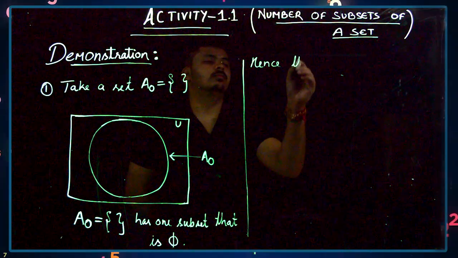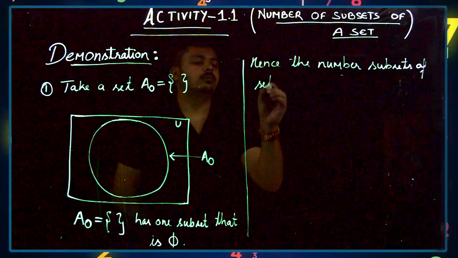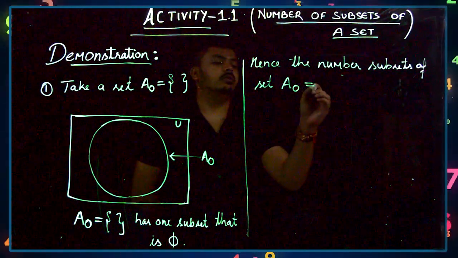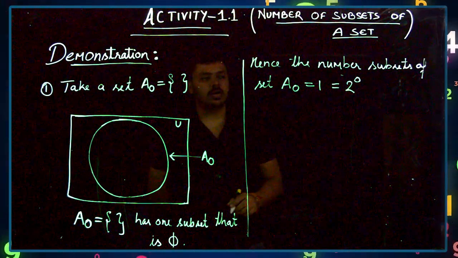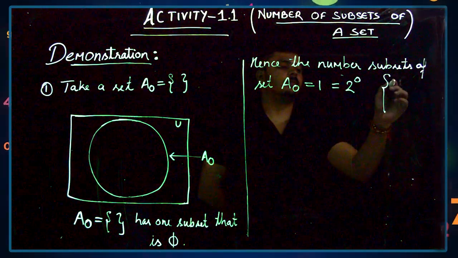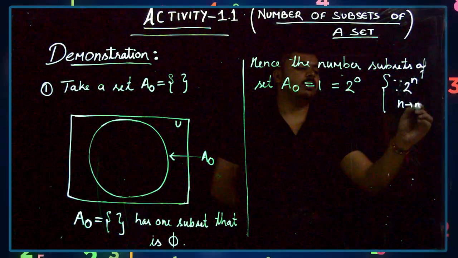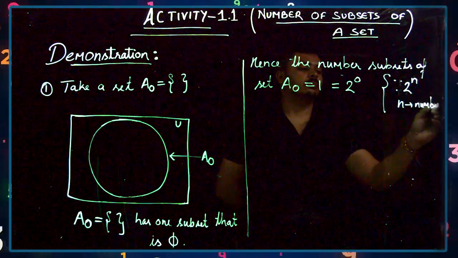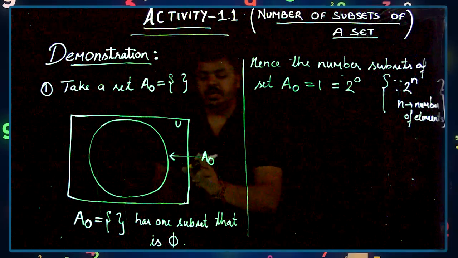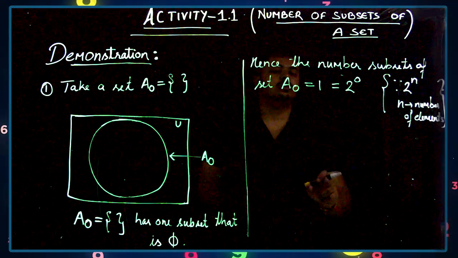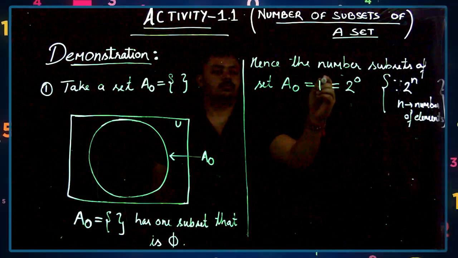Hence, the number of subsets of set A0 is equal to 1, that is 2 to the power 0, by the formula 2 to the power n, where n equals the number of elements. So the number of elements in set A0 is 0. So 2 to the power 0 gives us the number of subsets of set A0, that is 1.